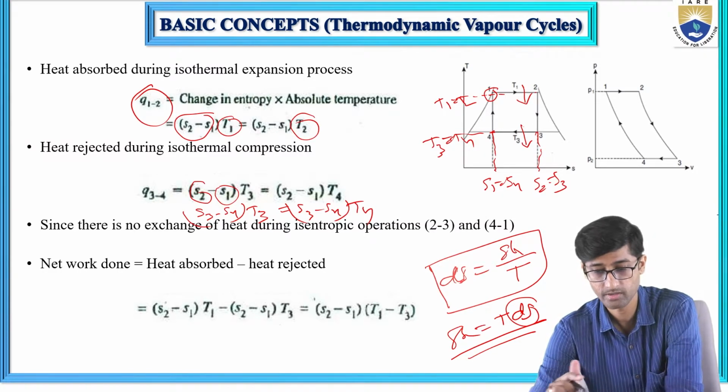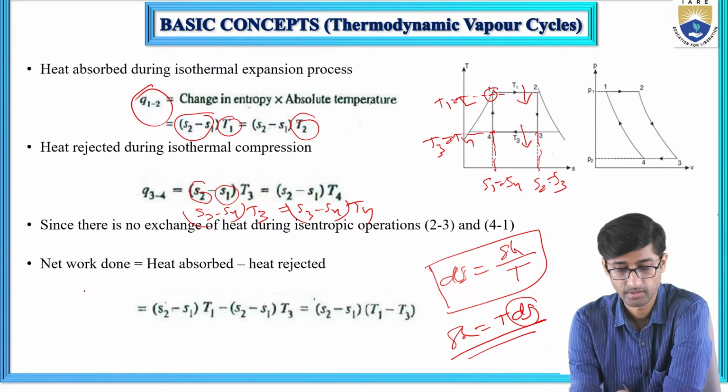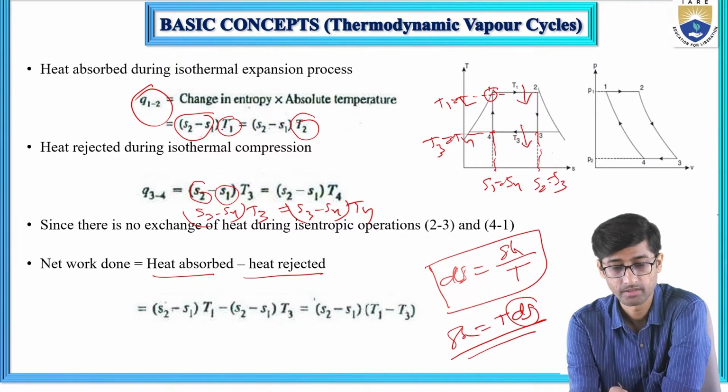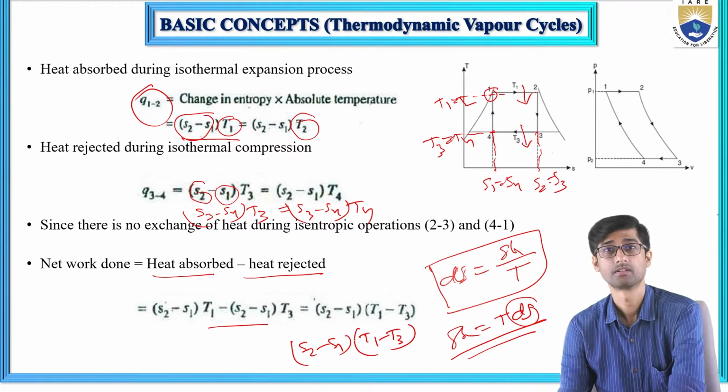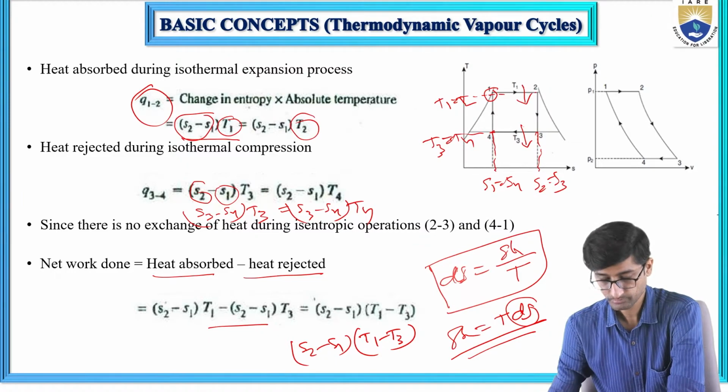So what is the net work done? How to calculate the net work done? The heat absorbed minus heat rejected. So what is the heat absorbed we have calculated? (S2 minus S1) into T1 minus (S2 minus S1) into T3. If you take this (S2 minus S1) outside, it is (S2 minus S1) into (T1 minus T3). So this is the net work done during the cycle.